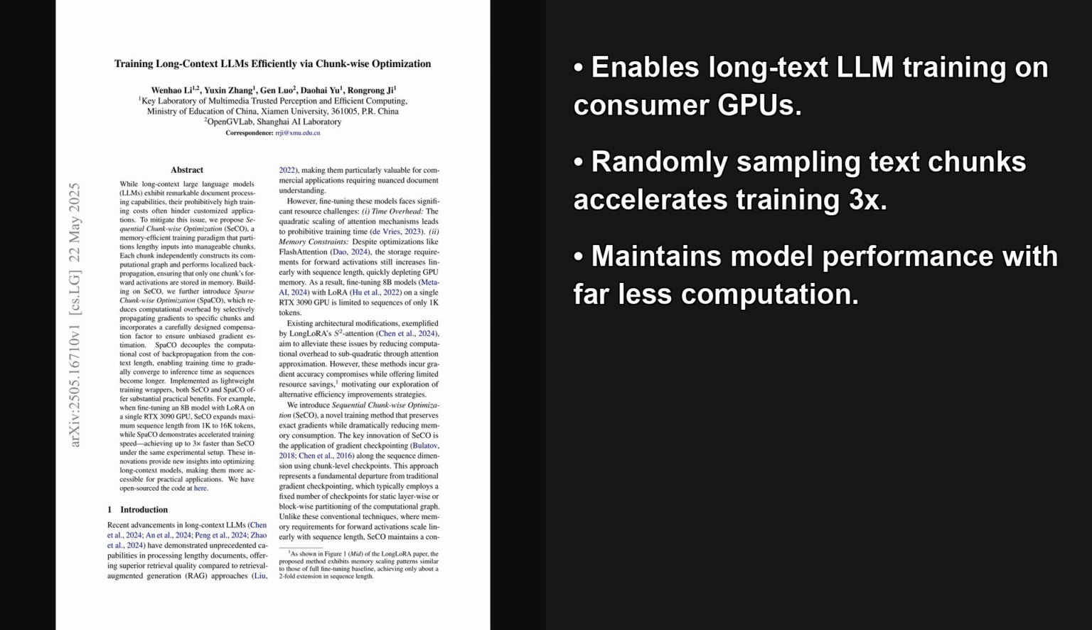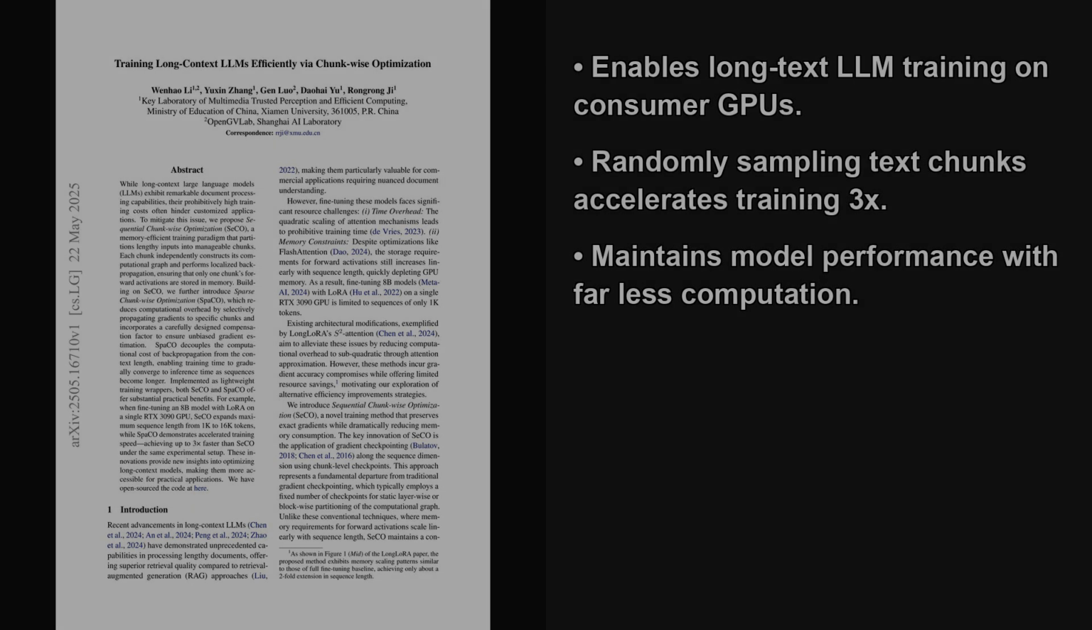This paper proposes a method called Sequential Chunkwise Optimization, or SeCO. It breaks long inputs into manageable chunks. Each chunk then builds its own map of calculations, or computational graph, and performs localized backpropagation, which is the process of learning from errors. This approach means the model only stores the memory-intensive forward activations for one chunk at a time, making training on long texts much more feasible.